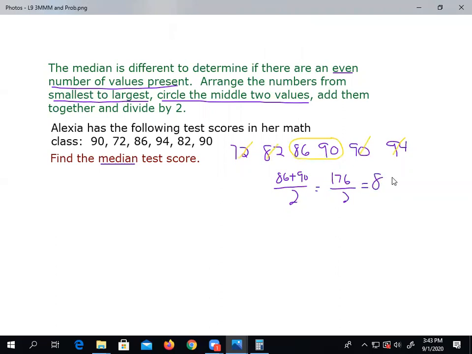So again, remember the median has to be somewhere between the smallest and largest value. So 72 is the smallest, 94 is the largest, so it's got to be somewhere in the middle. So 88 sounds very reasonable. So that would be the median of that.